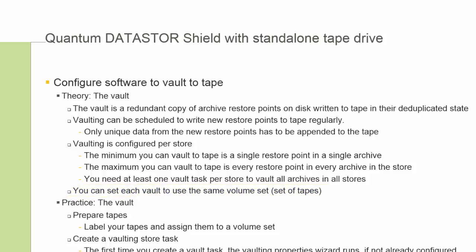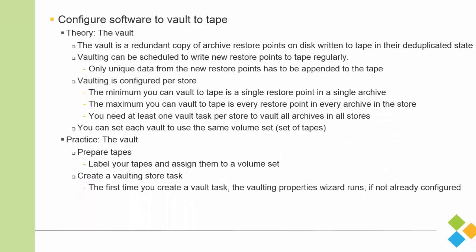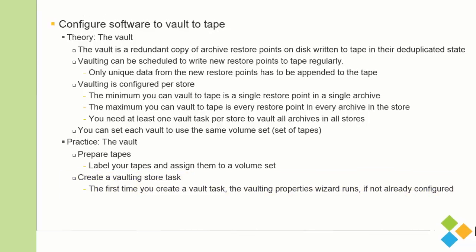So now let's move to the lab and we will configure vaulting. We're going to prepare tapes with a label, and then we're going to assign each tape to a volume set. A vault target is a volume set, not an individual tape. Once we have the tapes prepared, we'll create a vaulting store task. The first time you create a vault task, a vaulting properties wizard will run if it has not already been configured, and that's how we'll get the vaulting properties put in place.